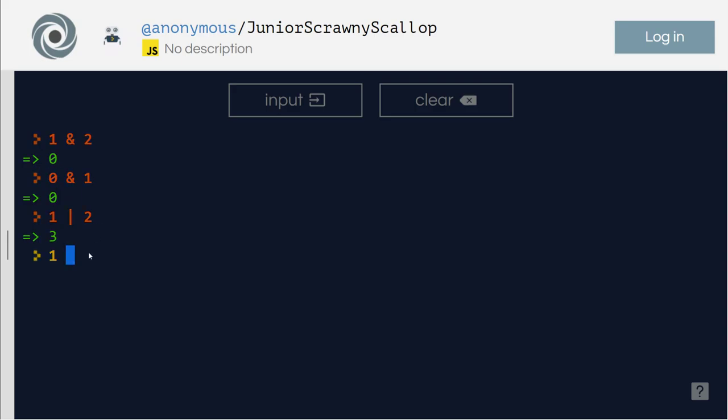Now, let's do this, XOR. All right, so that is the XOR operation.